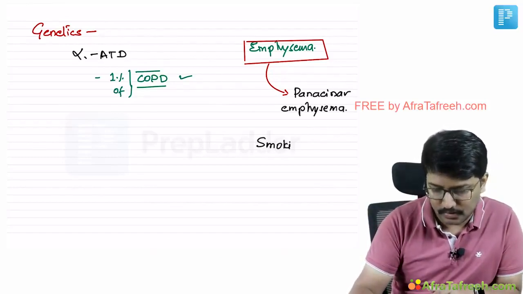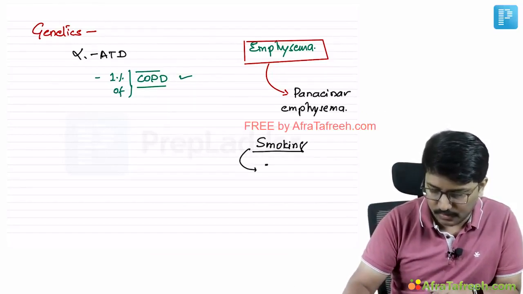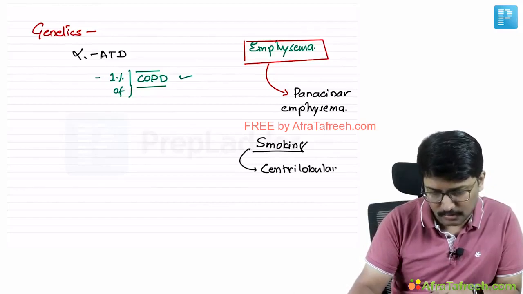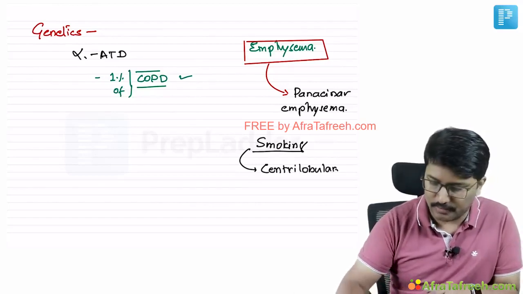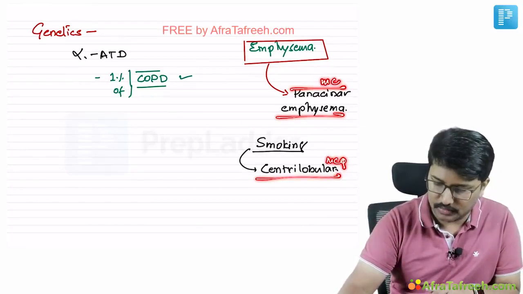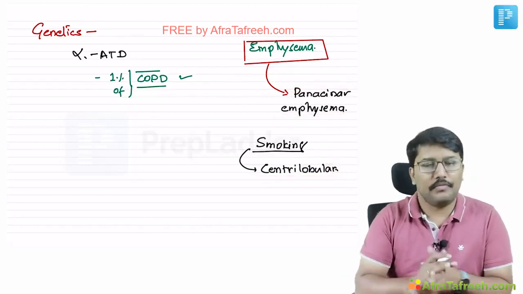In case of smoking induced emphysema, it's likely to be centrilobular. Okay, so this is an important MCQ point. In case of smoking, it is centrilobular. In case of alpha-1 antitrypsin deficiency, it's pan-acinar. Okay.